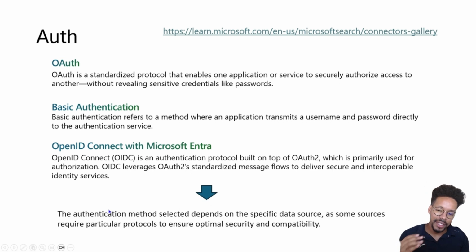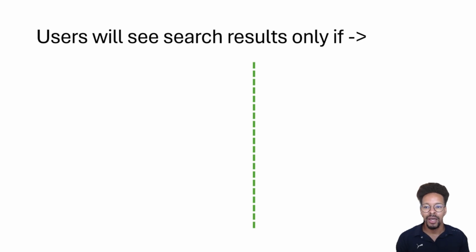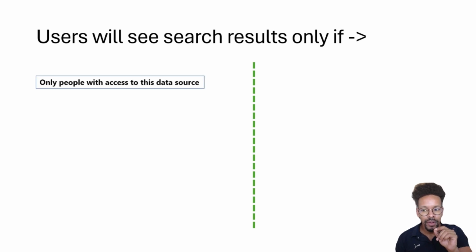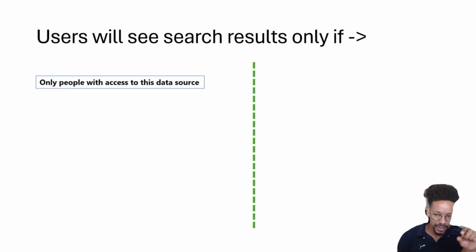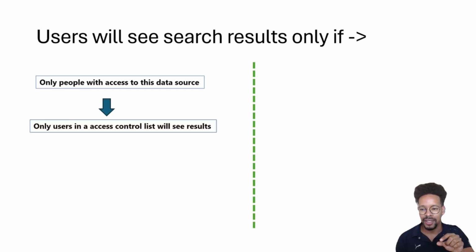And as I said earlier, it totally depends on the method selected. It totally depends on your scenario. So make sure you discuss all the risks and make an informed choice of what type of authentication you want to use. And users will see such results only if you choose only people with access to this data source. This means that only users in the access control list will see the results.